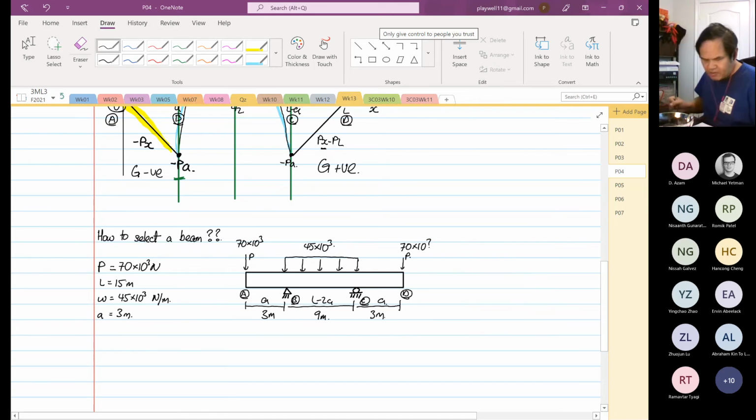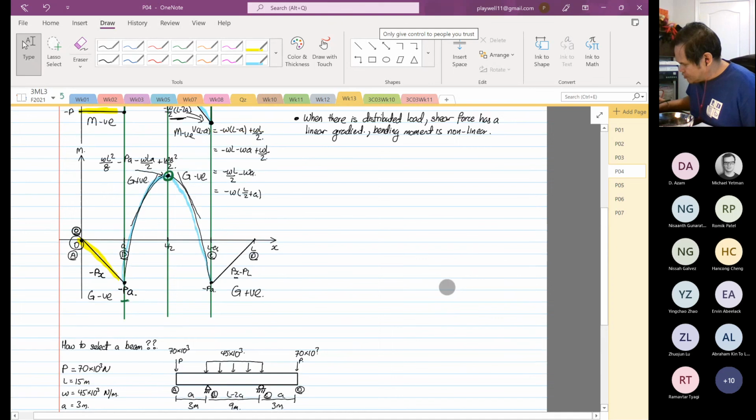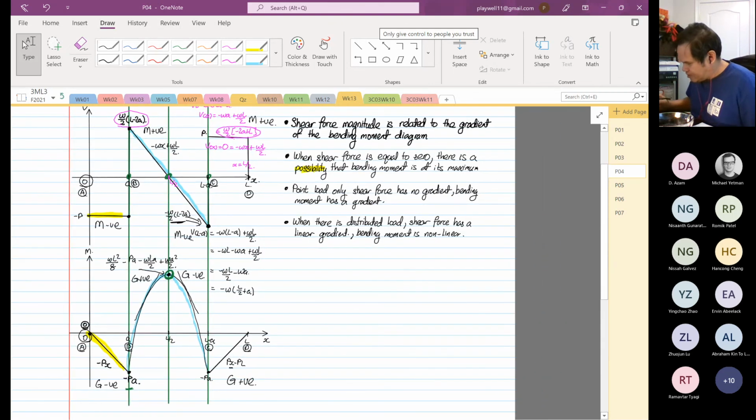So now how to select the sizing of the beam? There are 2 points that we have to check. Where the beam fails, depending on the load, it can fail at point B. So this is where we have to check.